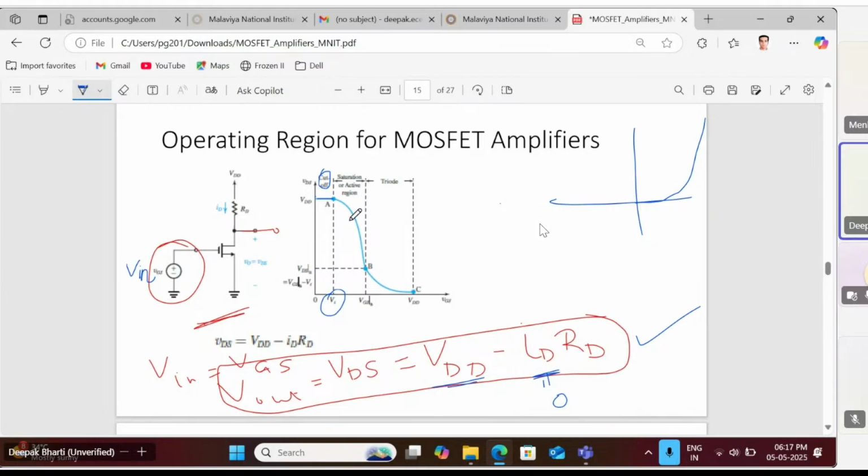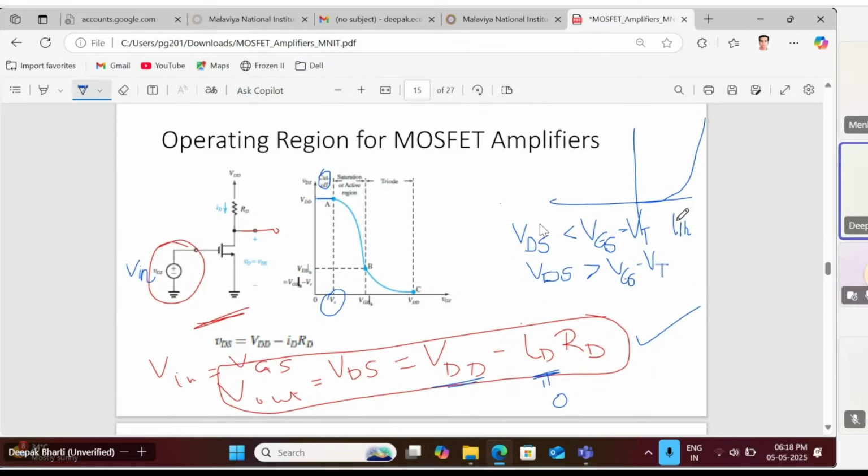We know that you might have been taught the conditions for the enhancement MOSFET to remain in linear or saturation. For linear, what is the equation? For linear, VDS should be less than VGS minus VT, right? And this is for linear. For saturation, VDS should be greater than VGS minus VT.